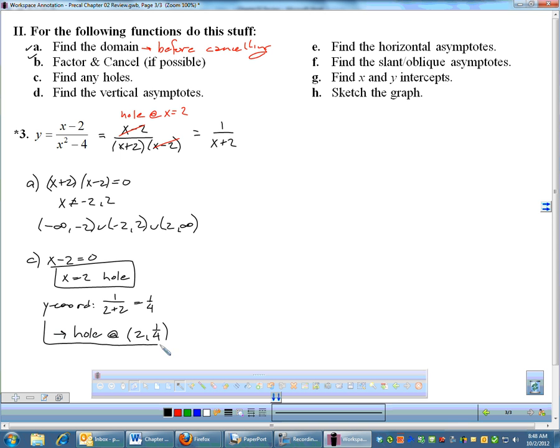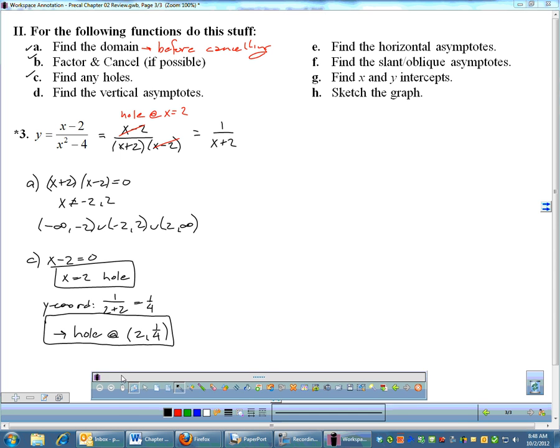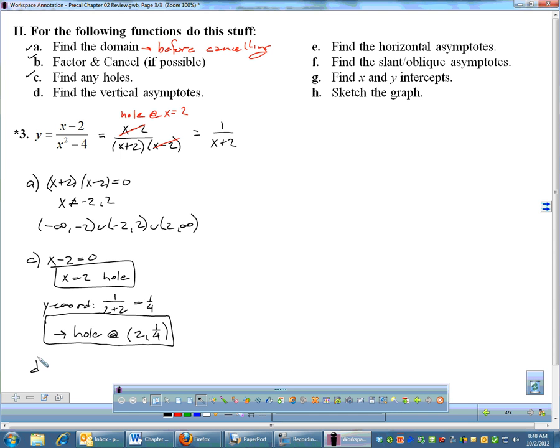And that's probably a better location for the hole, although if all you said was a hole at x equals 2, that's okay for part C. But when it comes time to graphing, you need to have the y-coordinate also. Find vertical asymptotes. Vertical asymptotes are values that make your denominator 0 after canceling. So I have an x plus 2 in the denominator. You set that equal to 0, and I have a vertical asymptote at negative 2. x equals negative 2. So there's my vertical asymptote.